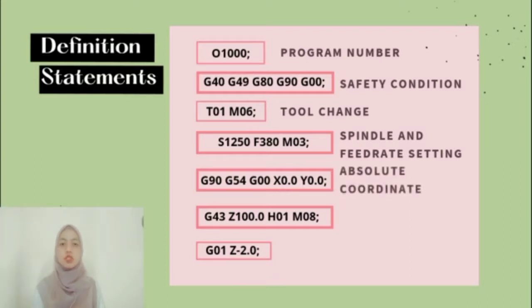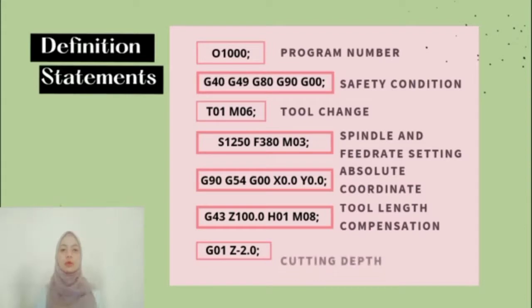Next we use G90 as absolute program. And the next block we have tool length compensation. Lastly, we put Z-2 here, as it is the given parameter for the depth of cut.